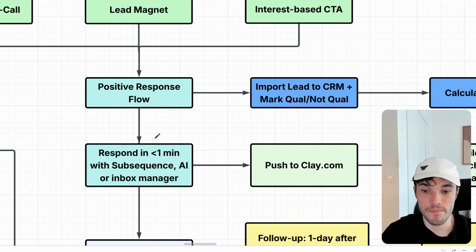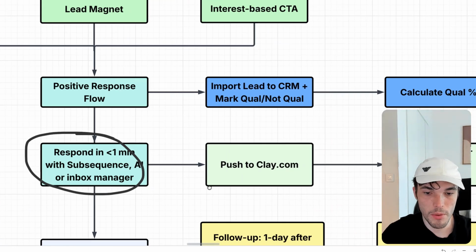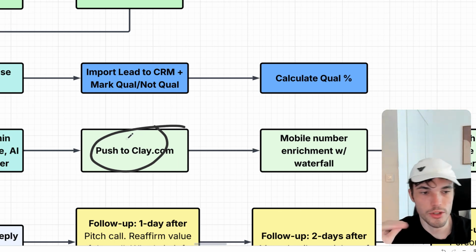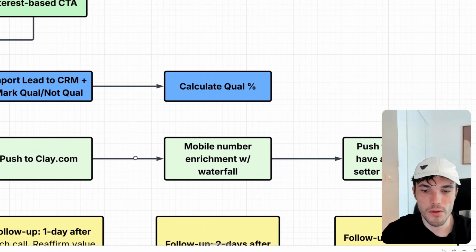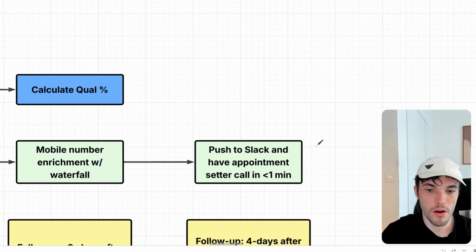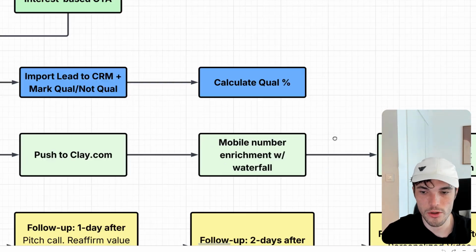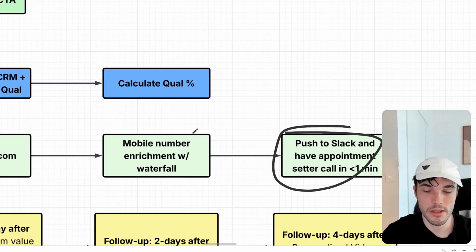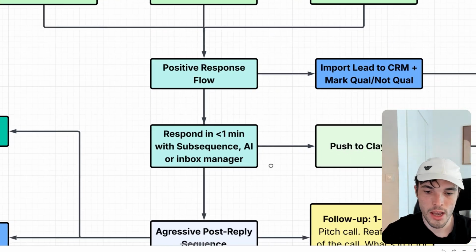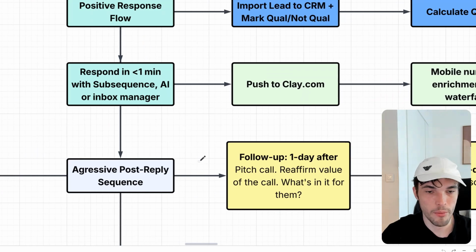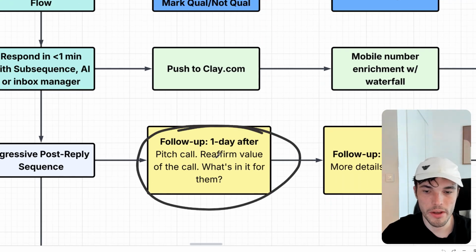So once you have responded to them on email, you also want to push their information to clay.com, or sometimes we just use Prospeo for this purpose, and then we enrich this lead with their mobile number, and then from there you can also call this lead as well. So you're responding to them quickly here, and you're also calling the lead as well. So this is going to have a super high conversion. The next thing is a really aggressive post-reply sequence. So ideally, you want to just hammer them from multiple channels immediately once they show interest. So you want to follow up on email here.